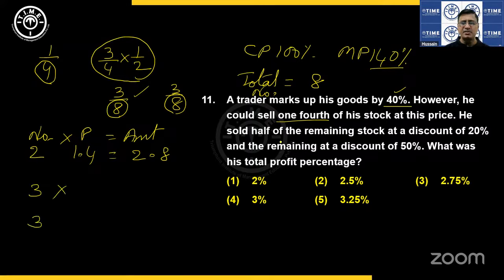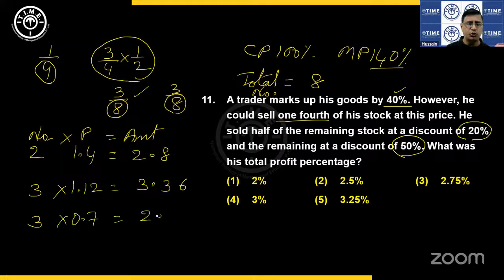Now in the remaining part, half of the articles he sold at 20% discount. 20% discount means 140 is the market price. 10% is 14, 20% means 28. 28 discount means, now subtract 28. It will give 112. 112 means 1.12. Now the result is 3.36. What about the next one? The remaining part at a discount of 50%. 50% means half of the value. That is 0.7, which is equal to 2.1.